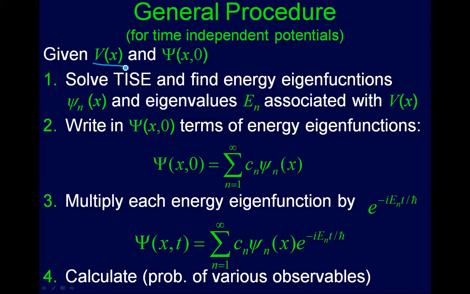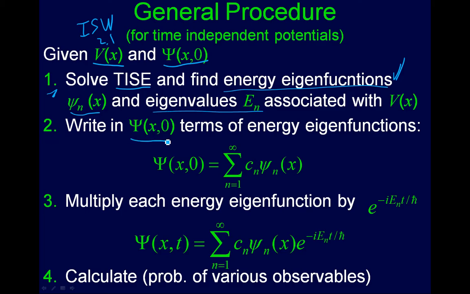So again, the general quantum mechanics problem, you'll be given your potential. So here the potential is the infinite square well from section 2.1. And some initial wave function. So the first step is to solve the time-independent Schrodinger equation, find our energy eigenfunctions, psi n of x, and the eigenvalues En associated with that potential. So we've already done this. We did this last time. We're still sort of learning about that, but we're done with that. So now we're going to do the next steps.